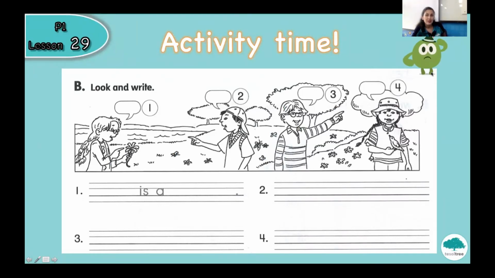So here you can see pictures. Have a look at these pictures. What do you see, P1? You have to think. What is going on here in these pictures? And then you have to write a sentence. I will help you. Let's do it together. Let's start with picture number 1.